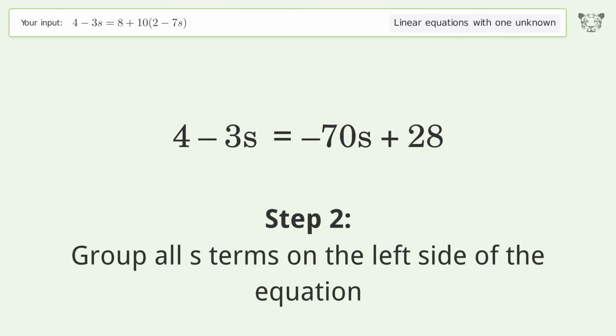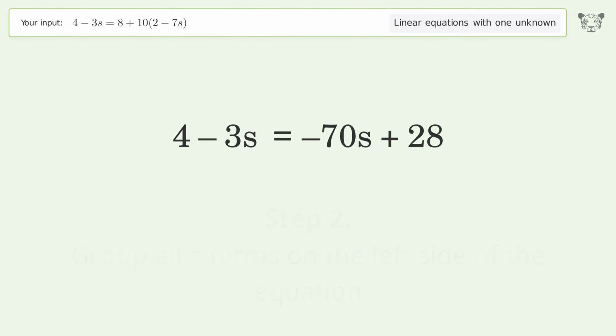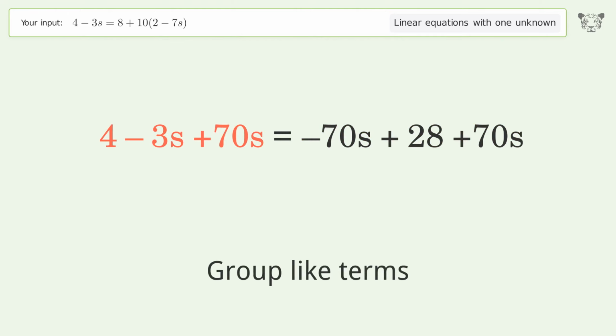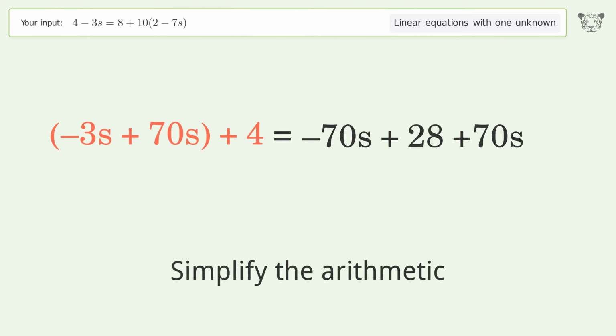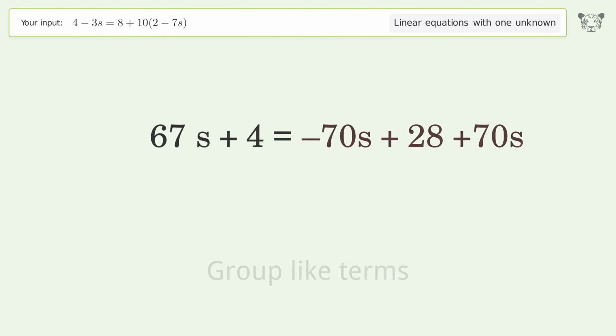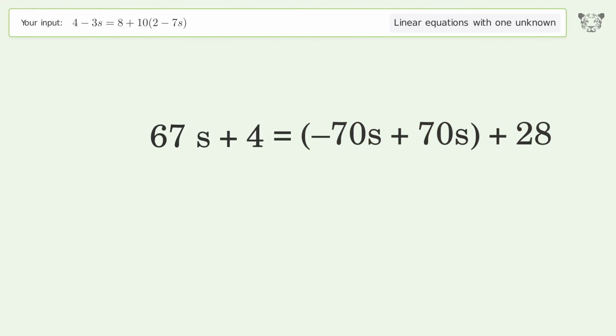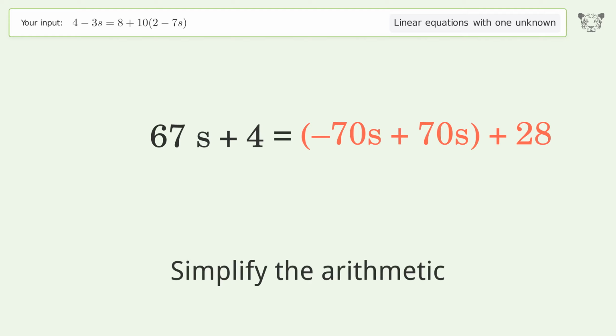Group all s terms on the left side of the equation. Add 70s to both sides. Group like terms. Simplify the arithmetic. Group like terms. Simplify the arithmetic.